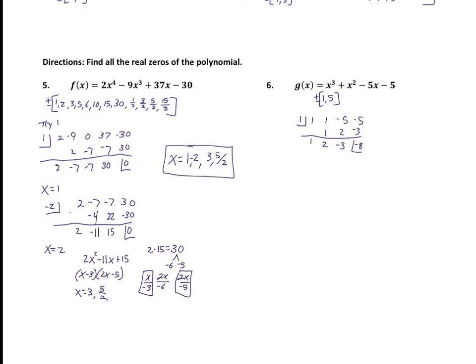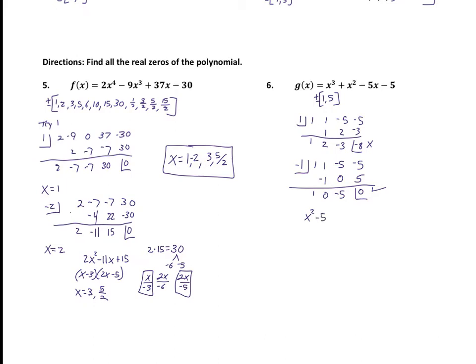And so here we see that 1 doesn't work since we get a remainder of negative 8. So now we're going to try negative 1 instead. Bring down your 1. 1 times negative 1 is negative 1. 1 minus 1 is 0. Negative 1 times 0 is 0. Negative 5 times negative 1 is 5, so there we get a remainder of 0. So now we know that x equals negative 1.